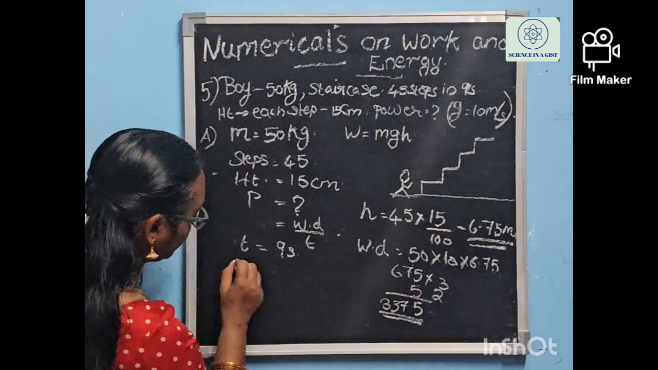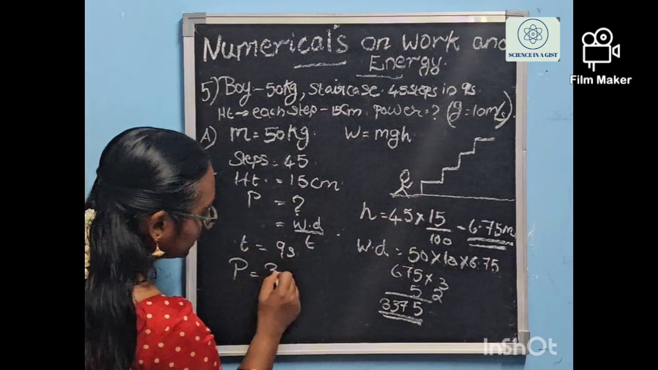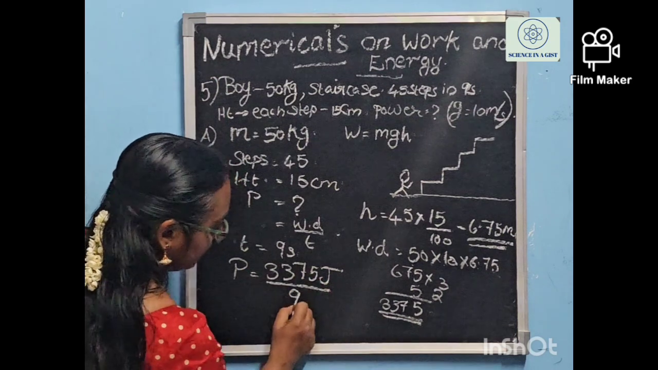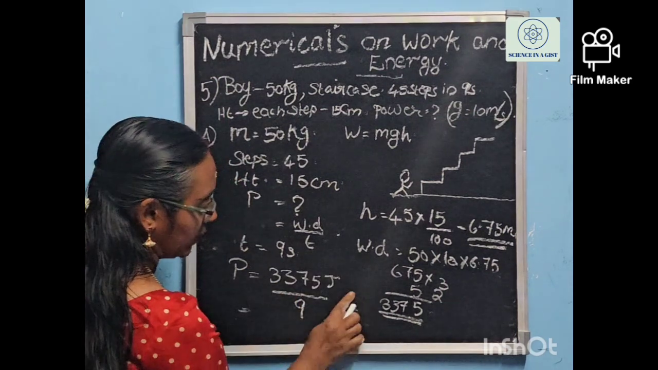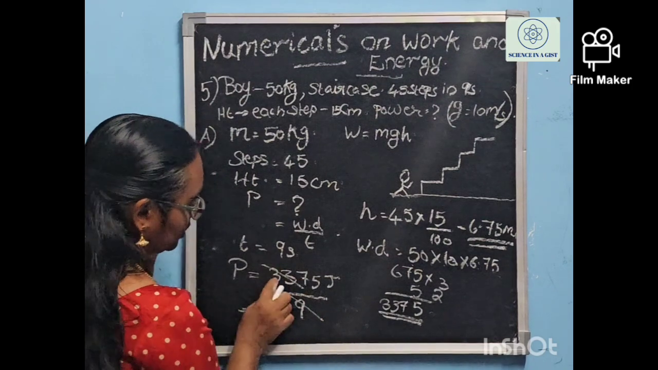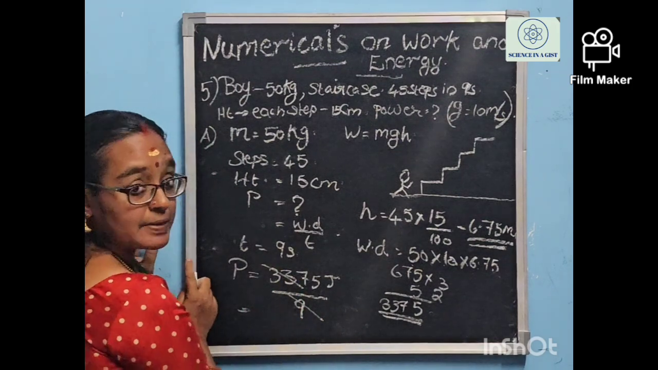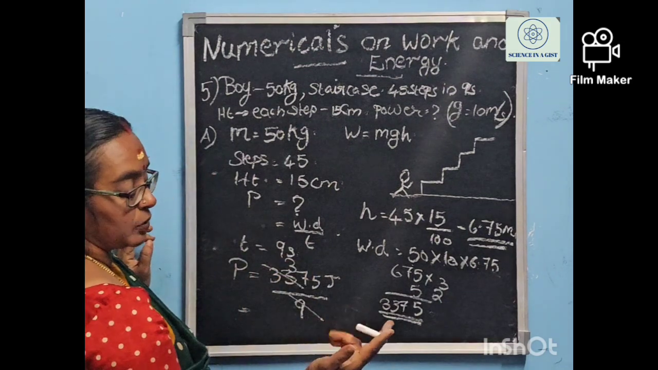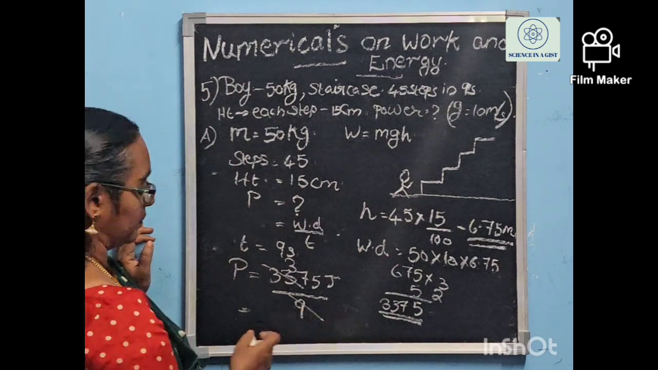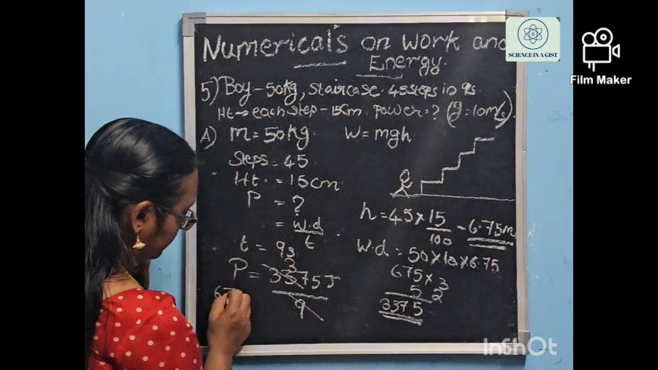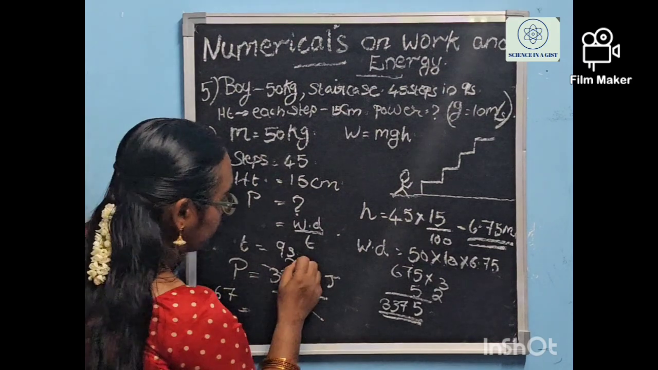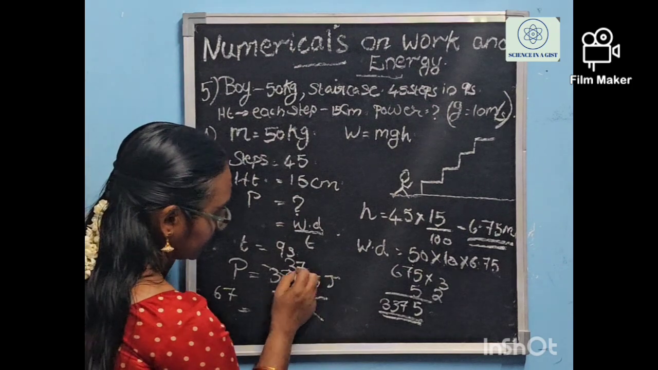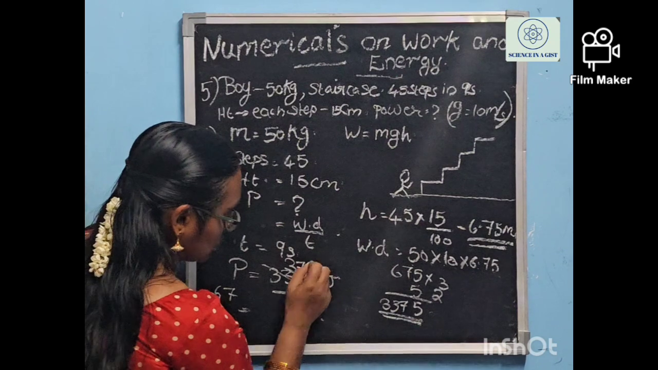Now what we have to find? Power. Power is equal to 3375 joule divided by 9 seconds, isn't it? So in this we have to do the division. 9 in 33, how many times? 3 times, 3 times 27. After 27, 28, 29, 30, 31, 32, 33. Then 67. 67, how many times? 7 times. 63, 64, 65, 66, 67. 4. 45. 5.